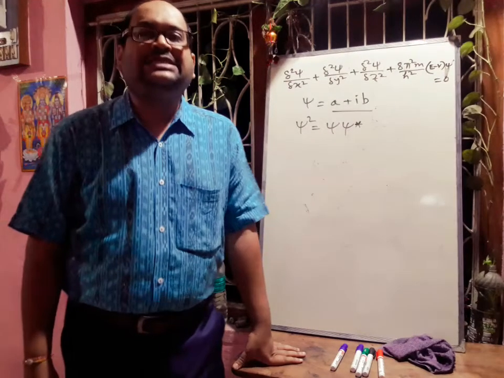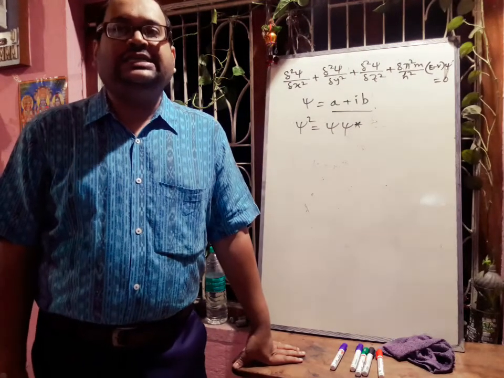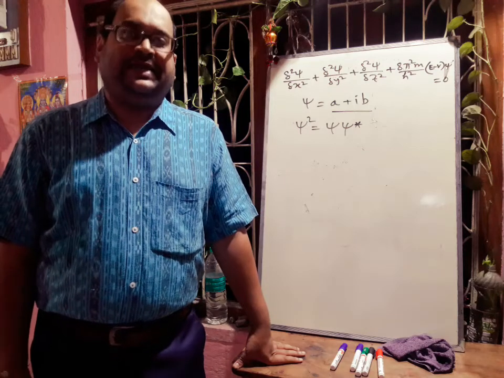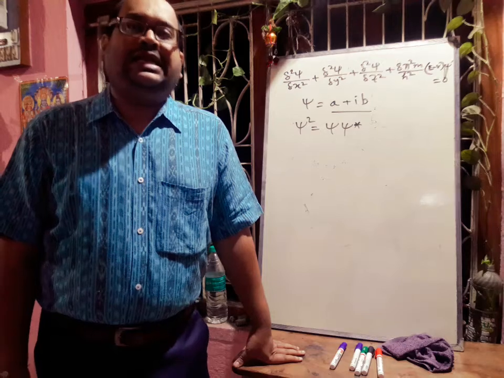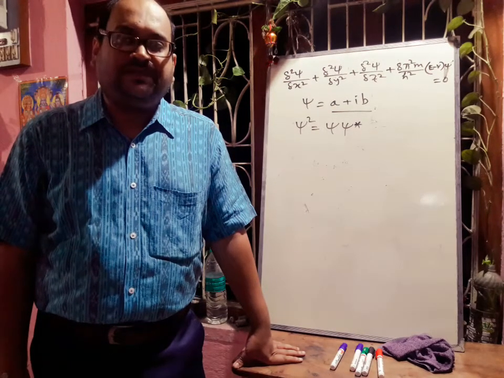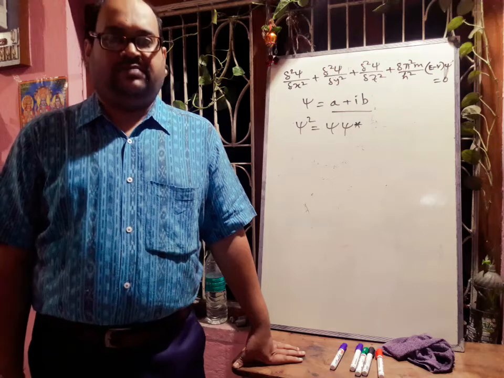Psi square represents the intensity of electrons at any point, that is, it represents the probability of finding the electron at different regions in space. It leads to the idea of the orbital. An orbital may be defined as a three-dimensional space or region where the probability of finding the electron is maximum.